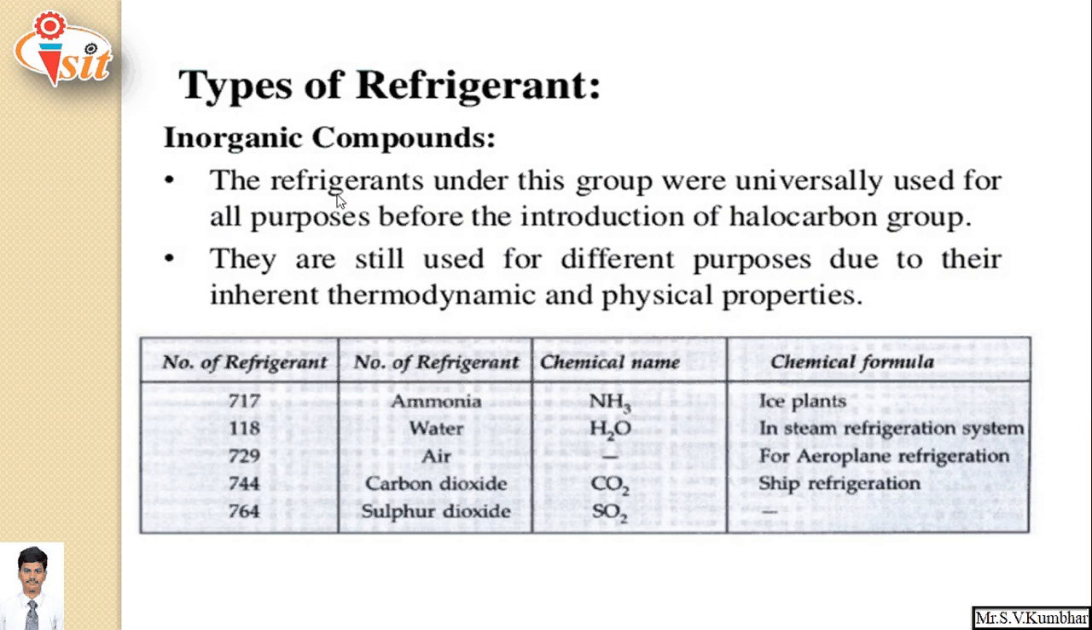NH3, ammonia, is used in ice plants. Then water is used as refrigerant in water absorption refrigeration systems. Air can be used as refrigerant in aeroplane refrigeration systems. Carbon dioxide can be used in ship refrigeration systems.